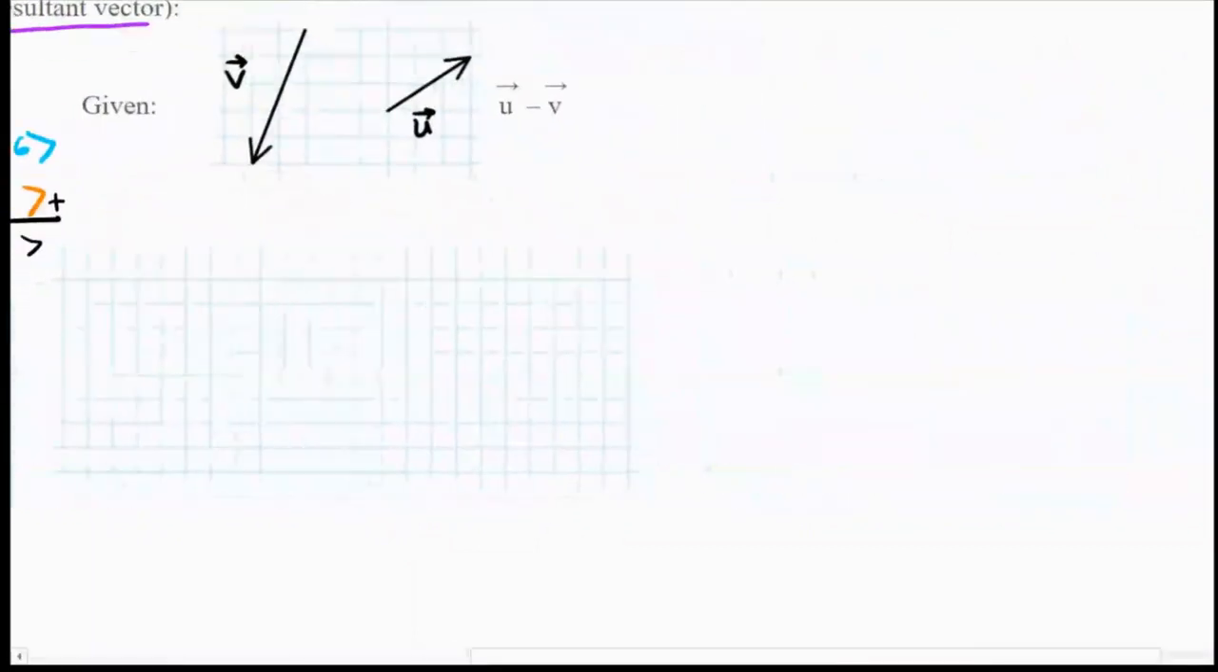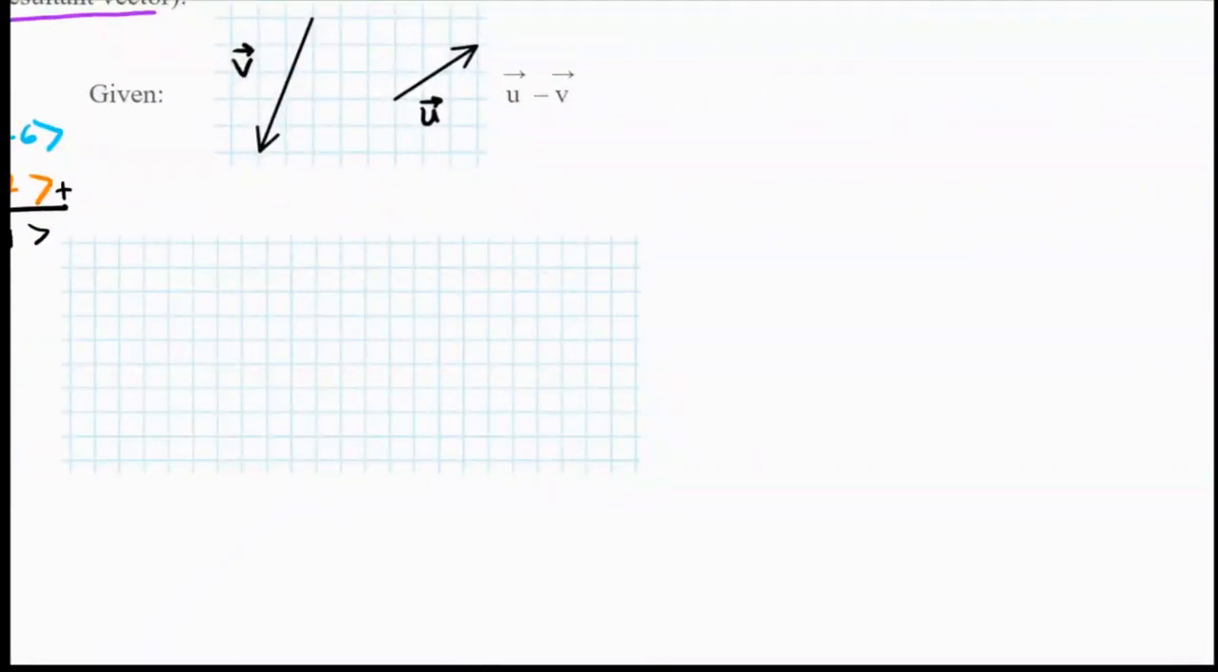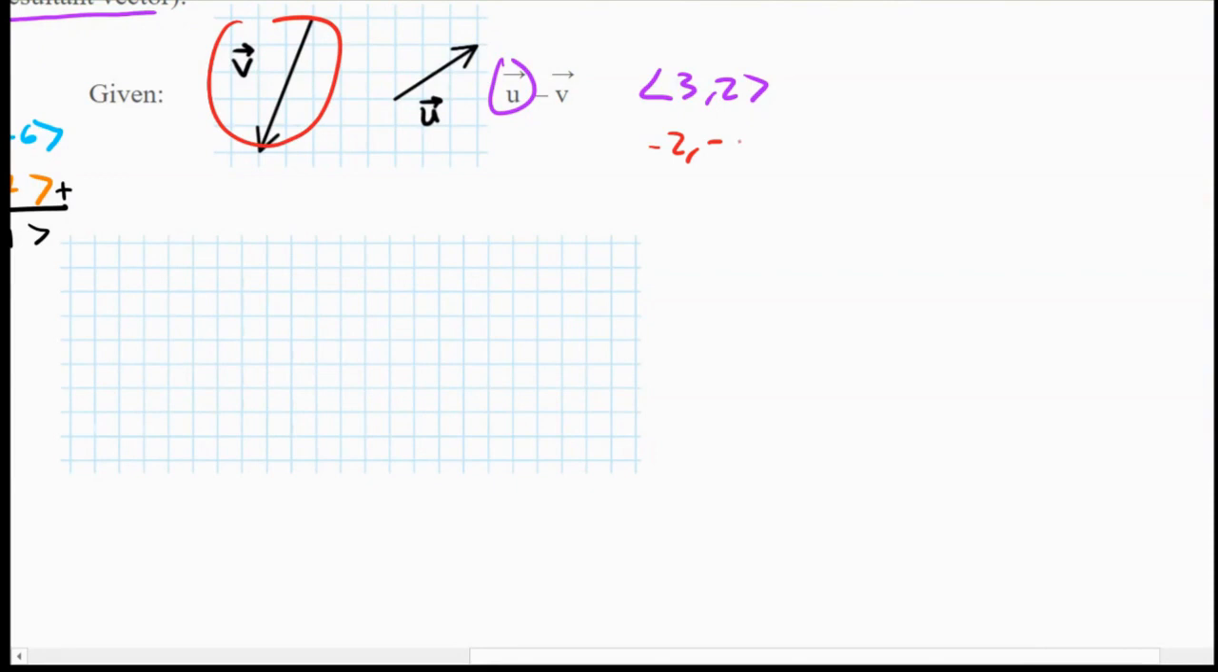Okay, second one here, same idea, except we are just given the vectors being drawn. So personally, I like to come up with the components from the drawings first. It's helpful for me to see the numbers because I don't have to keep counting the boxes. First, I'm going to find u, which is 3 units to the right and 2 units up. And then my vector v here is, what is that? 1, 2, 1, 2, 3, 4, 5. So -2, -5. I'm going to the left and down.